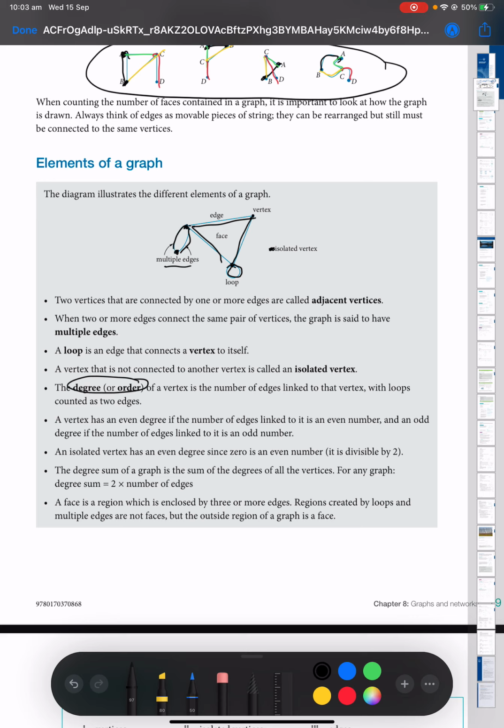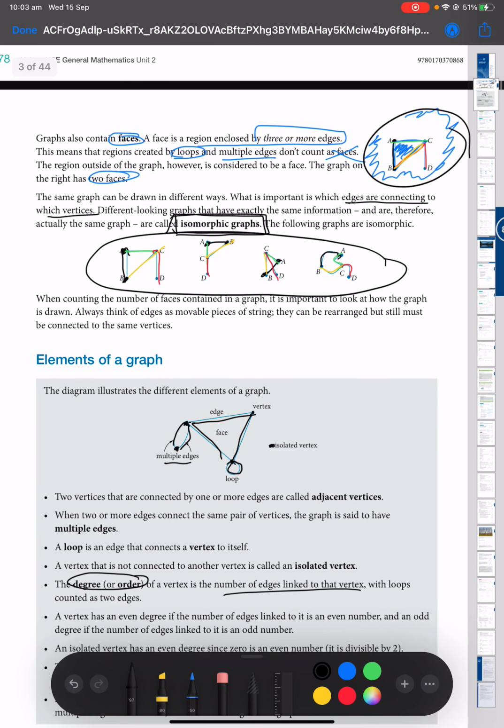This bit here, the degree or order of a vertex, is basically the number of edges that are linked to that particular vertex. So if we look at this diagram here, the degree of A is 2. The degree of C is 1, 2, 3. Okay.